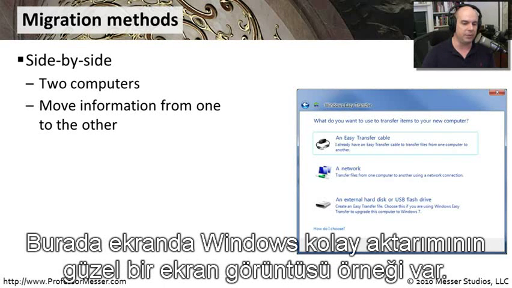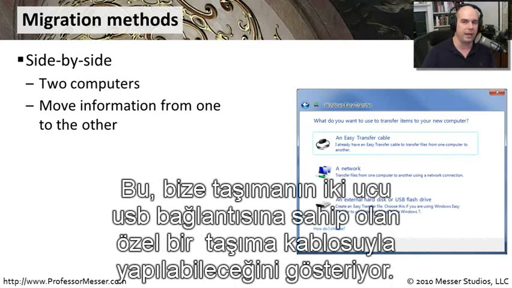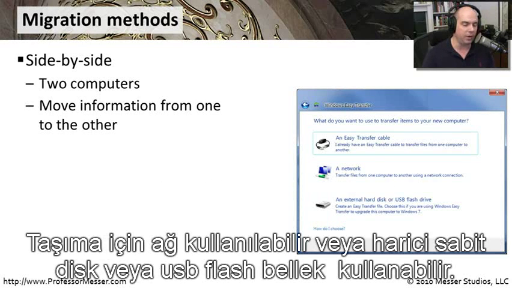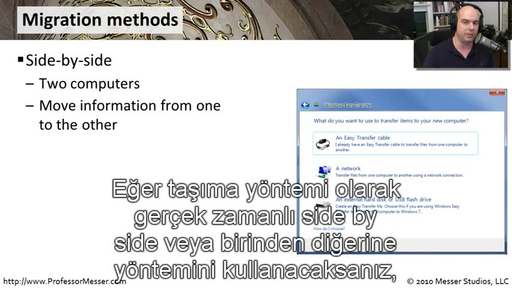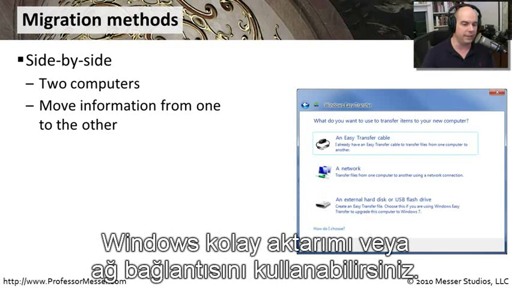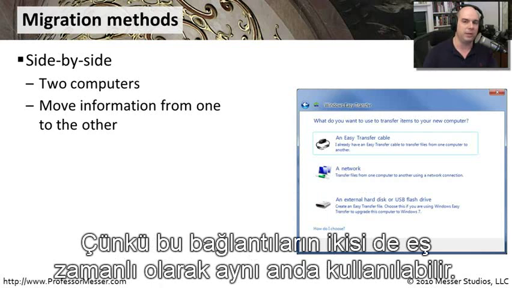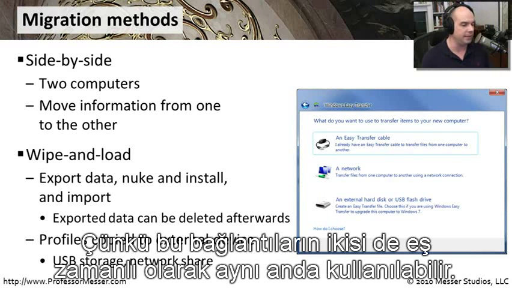And here's a good example. This screenshot of Windows Easy Transfer shows that we could use an Easy Transfer cable, which is a specialized cable that has USB connectors on both sides. We could use a network, or we can use an external hard disk or USB flash drive. Usually if you're doing a side-by-side migration in real time, you're using the Easy Transfer cable or network connection, since those are connections that can be used by both at the same time simultaneously.